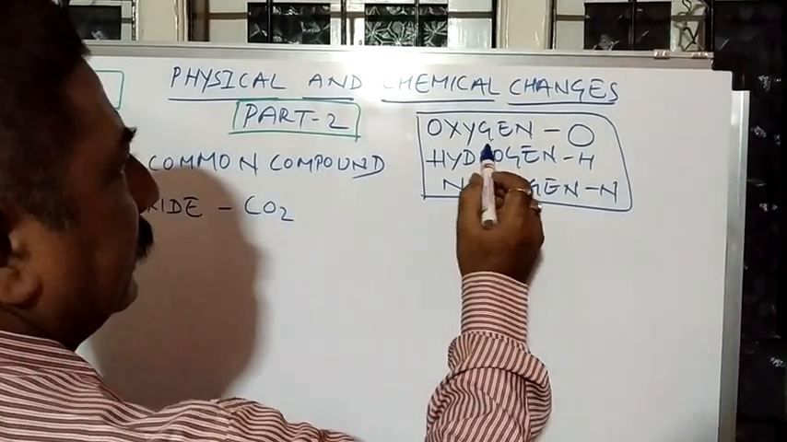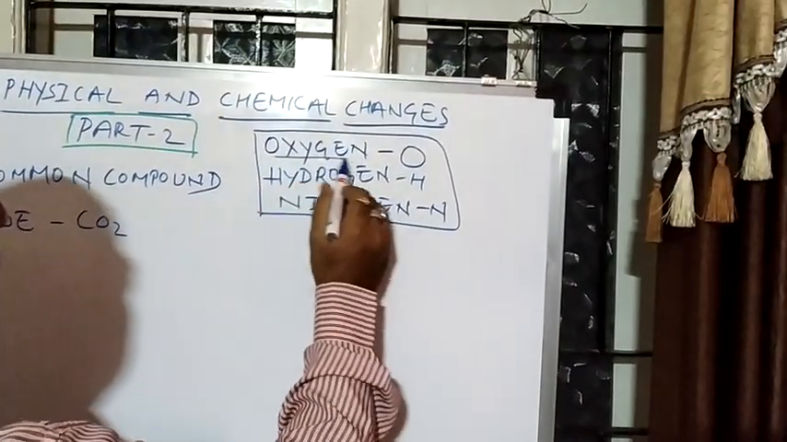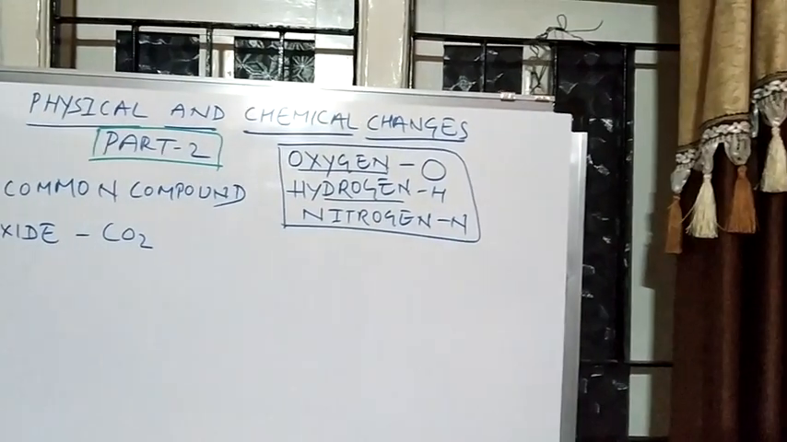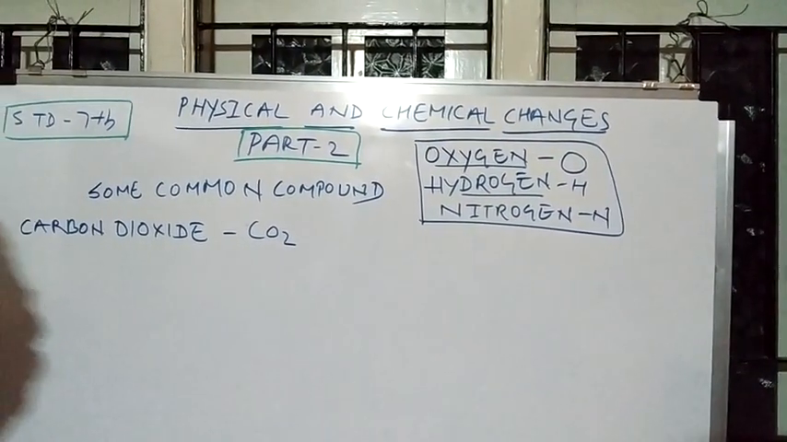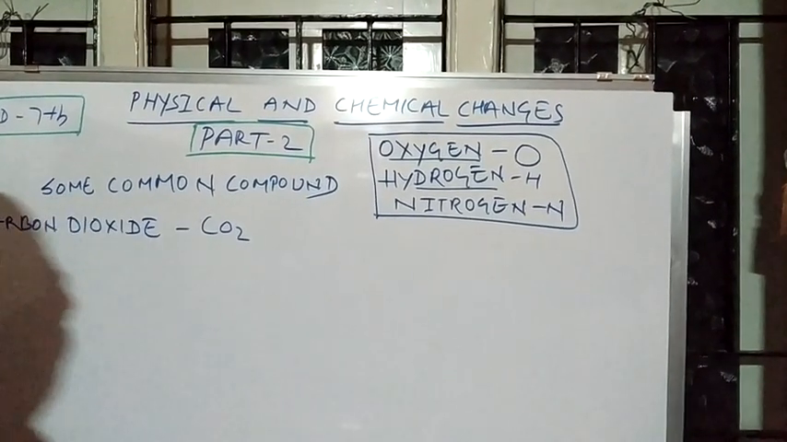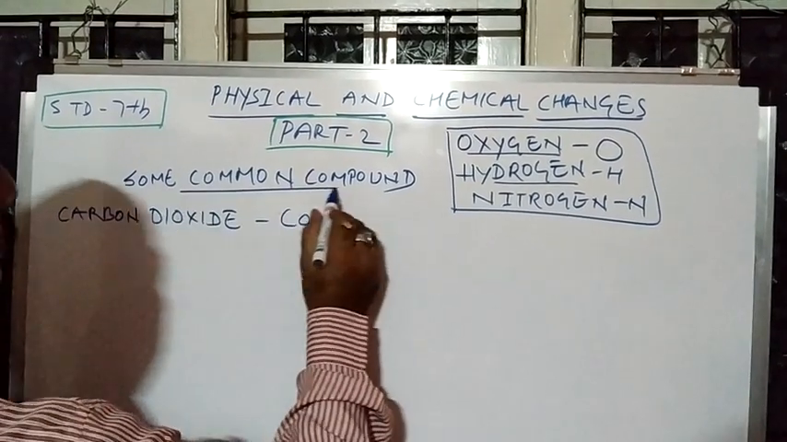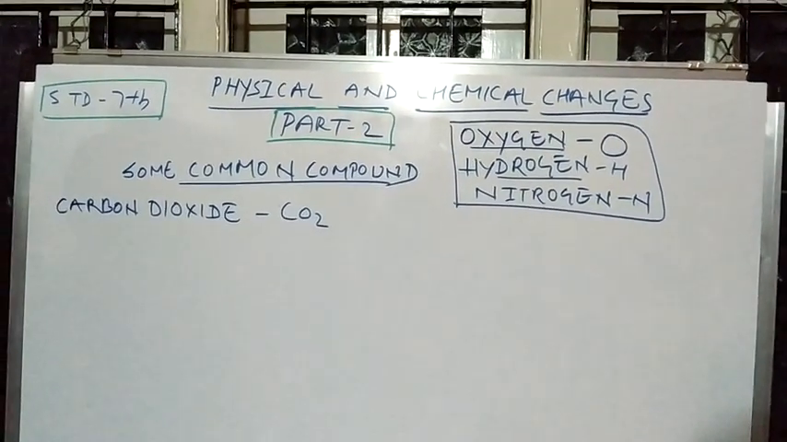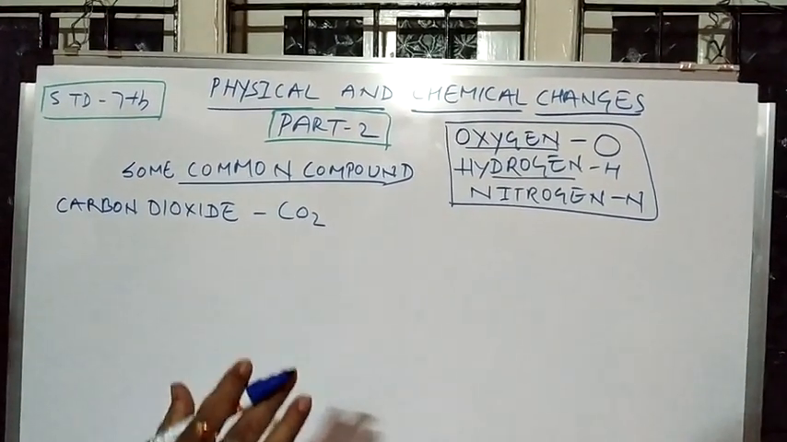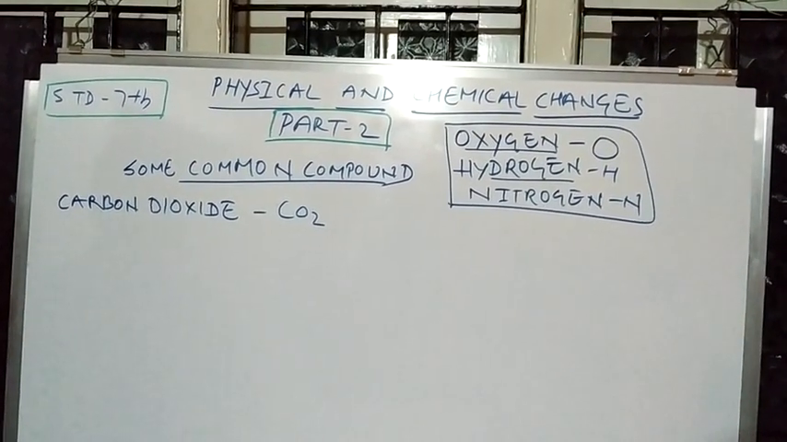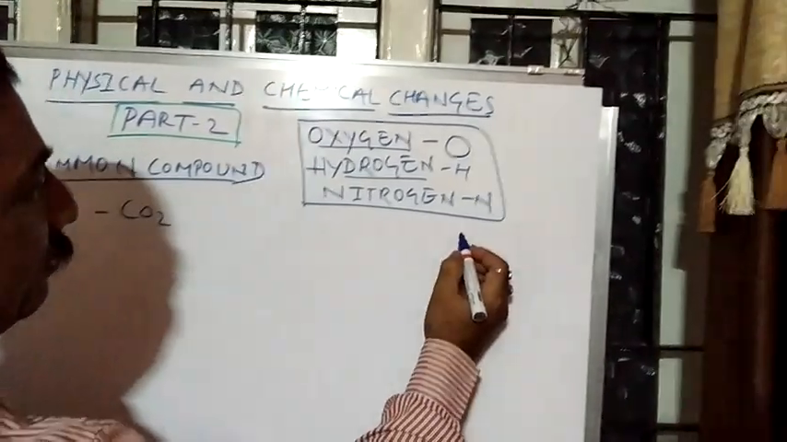See, these are single elements: oxygen, hydrogen, nitrogen. But after a chemical reaction, we get some common compounds, right? I tell you, a lot of things are there to understand. Already I had covered this previously. So how do we have to calculate it?